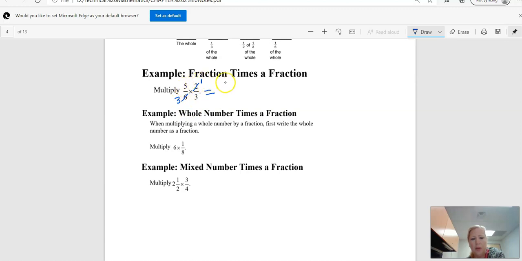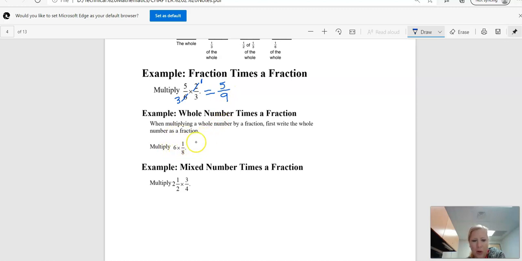5 times 1 is going to give me 5. 3 times 3 is going to give me 9. And I want to make sure that that's reduced, so I'm going to look at it and see if those two have anything in common, but they don't. Nothing will go into 5 that'll also go into 9.